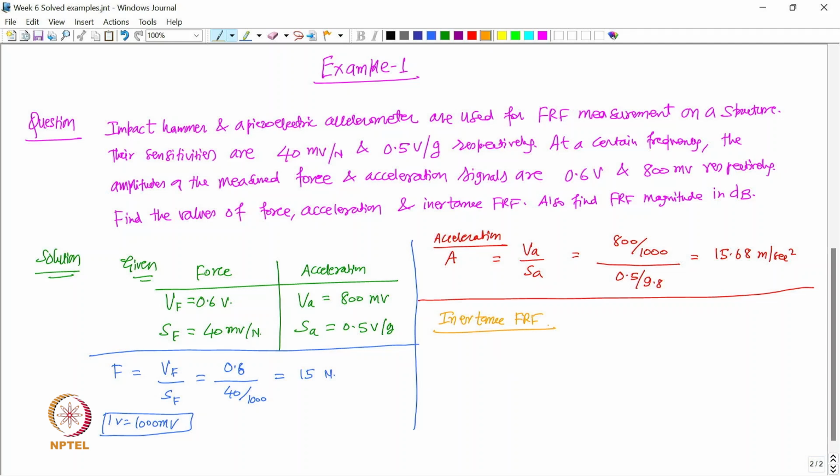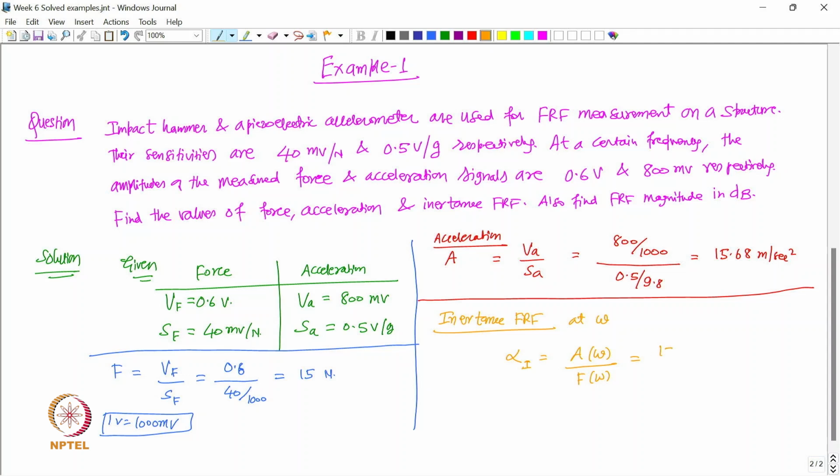Now, the inertance FRF, of course, this is at the frequency omega, where we have the corresponding acceleration and force signal. So, if we represent it by alpha I, for inertance, then we can write that as A at frequency omega, and the force we have measured also corresponds to frequency omega. So, that is how I will write A of omega upon F of omega.